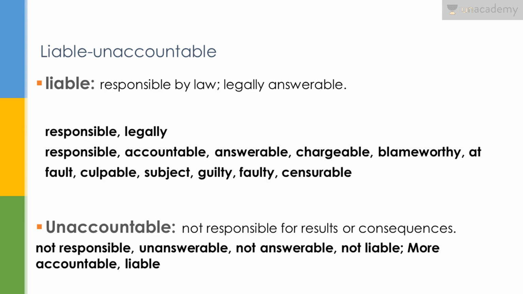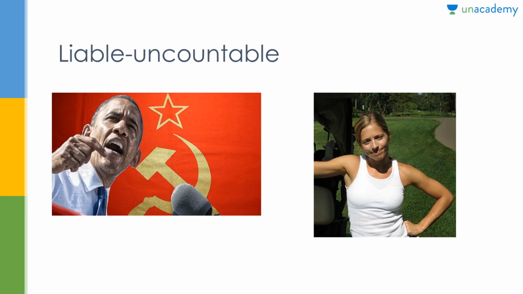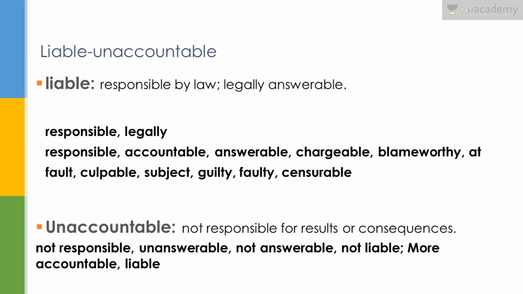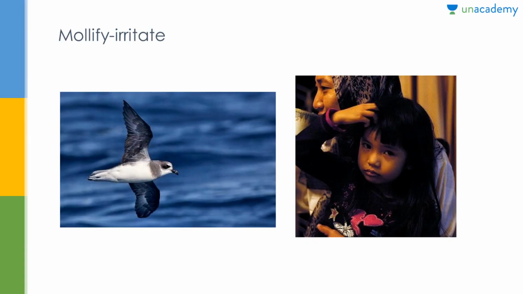So I guess an A was missing in the previous slide. If you just go through this, you'll have AC over here, so spell-correct it and don't go through the wrong spellings, because it's important for you guys to pay attention to the pronunciation and the spellings of the words that we discuss in each lesson. So okay, coming back to the word unaccountable, not responsible for results or consequences, and the synonyms of the word unaccountable, which act like the antonyms of the word liable, are not responsible, unanswerable, not answerable, not liable, not accountable. Okay, so the next pair of words are mollify and irritate.